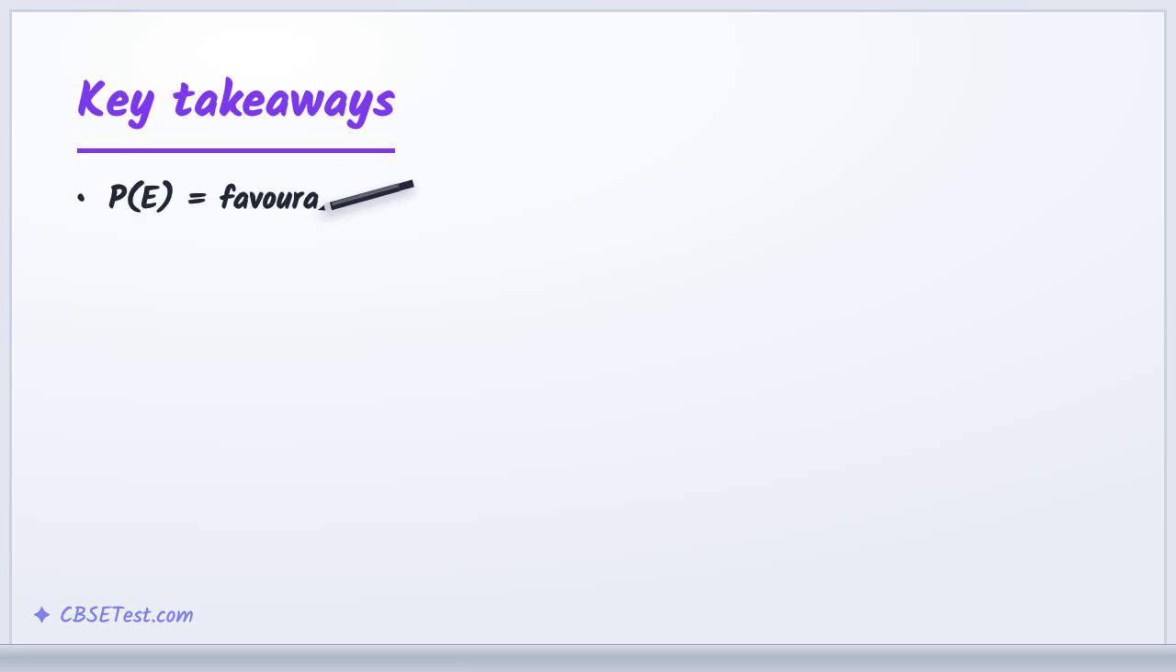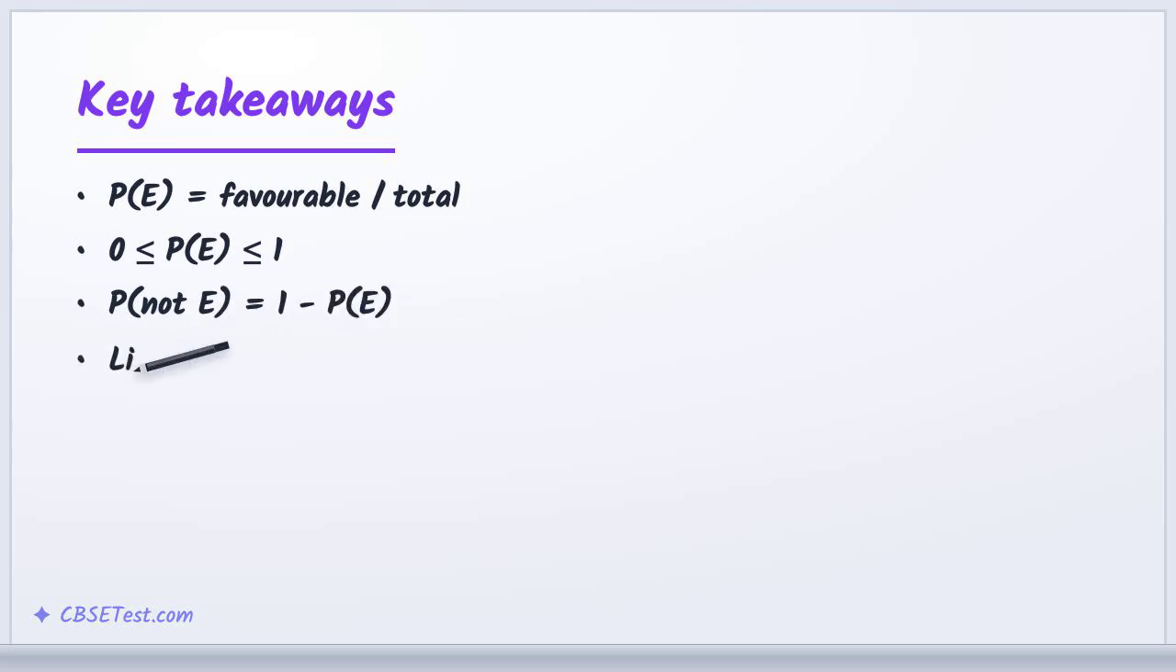To recap, probability is favorable over total outcomes, always between 0 and 1. The complement is 1 minus P of E, and the secret is to count the outcomes carefully. That completes Class 10 Maths.